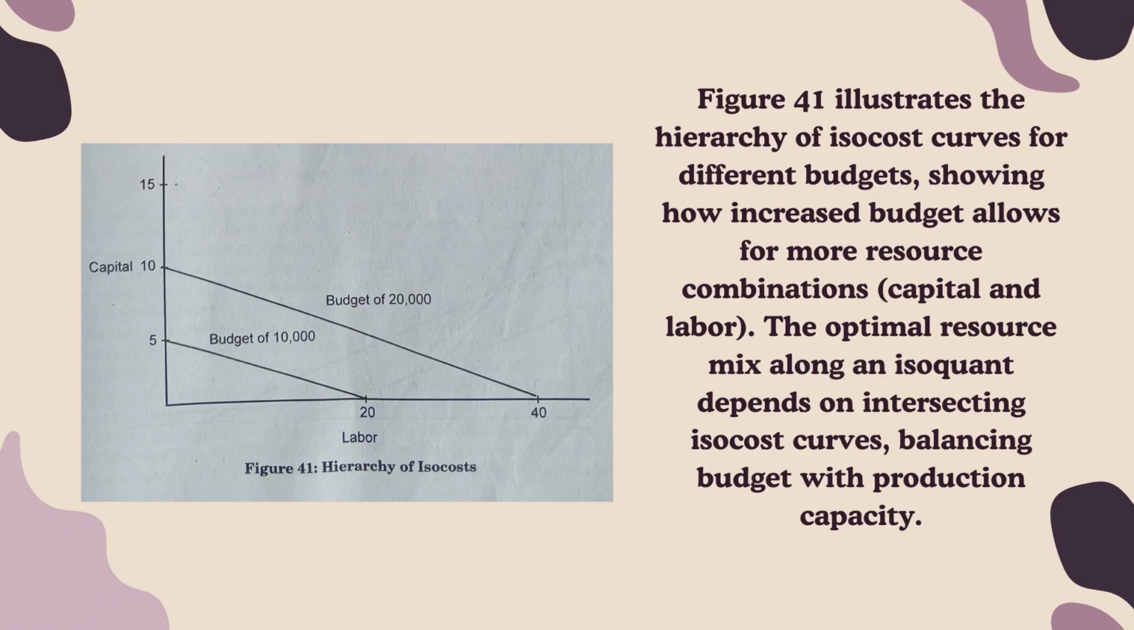Next is Figure 41. As you can see, it illustrates the hierarchy of isocost curves for different budgets, showing how an increased budget allows for more resource combinations of capital and labor. The optimal resource mix along an isoquant depends on intersecting isocost curves, balancing budget with production capacity.